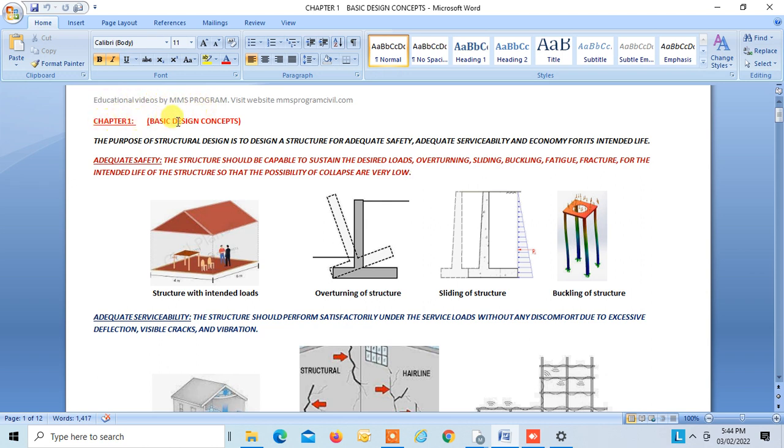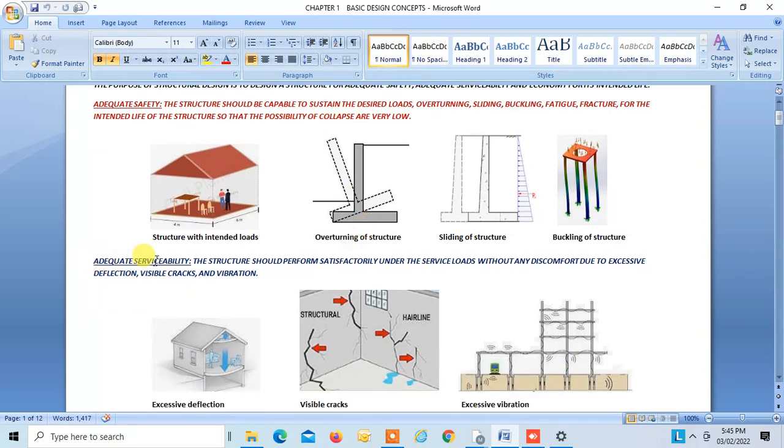Chapter 1, Basic Design Concept. The purpose of structural design is to design a structure for adequate safety, adequate serviceability, and economy for its intended life. Adequate safety: the structure should be capable of sustaining the desired loads, overturning, sliding, buckling, fatigue, or fracture for the intended life of the structure, so that the possibility of collapse is very low.